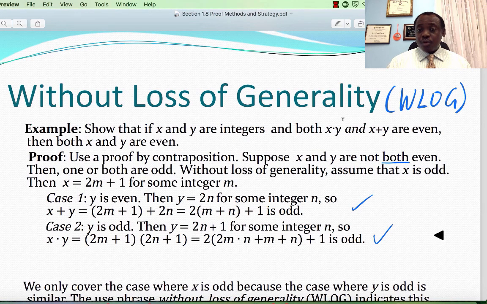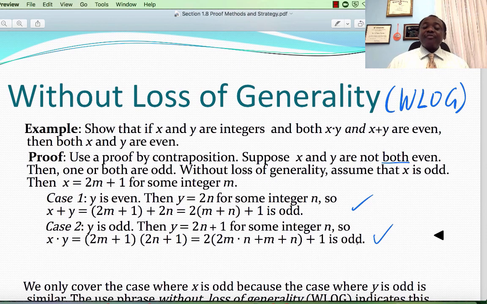Remember, what we want to show is that not both x times y and x plus y will be even. So x plus y is odd. Now, let's see, will that hold if y were odd? If y is odd, then y is 2n plus 1. X times y would be 2m plus 1 times 2n plus 1, and that gives us an odd number.